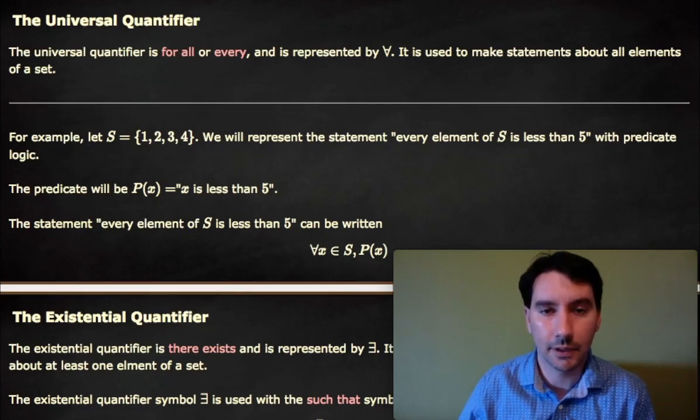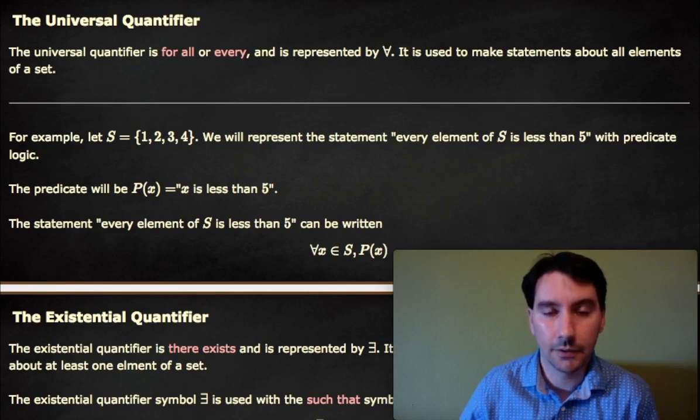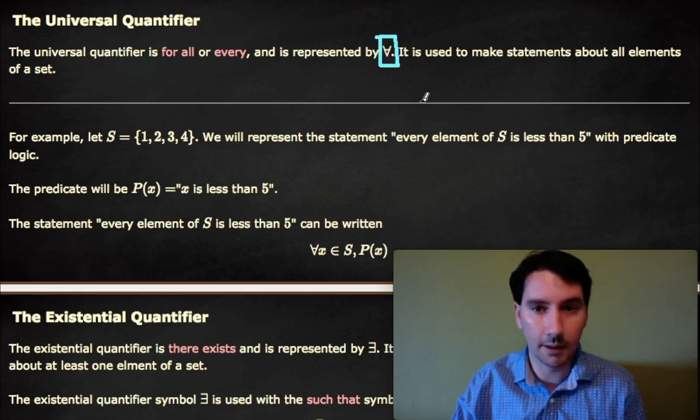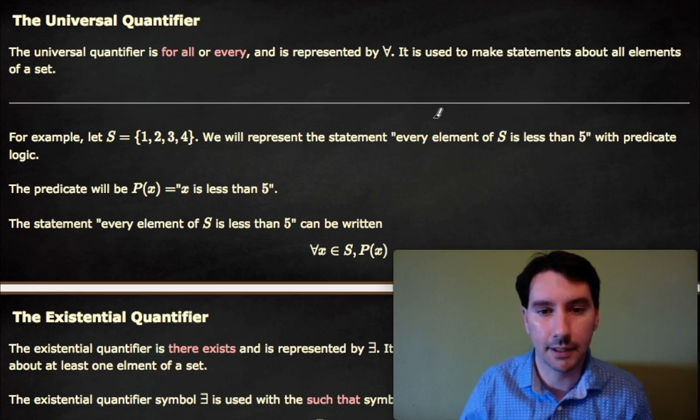In this lesson, we're going to look at the universal and the existential quantifiers. The universal quantifier is the statement "for all," or "every," and it's represented with this upside-down A symbol. It's used to make statements about all elements of a certain set.